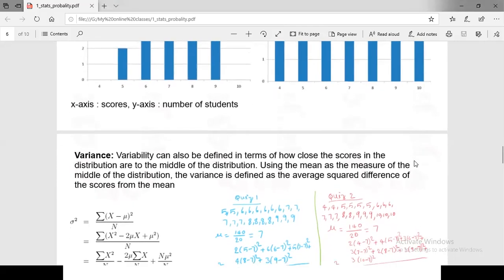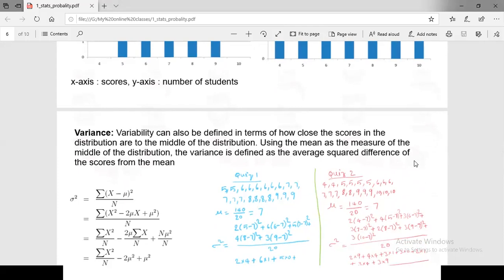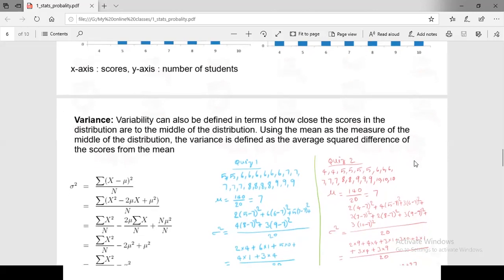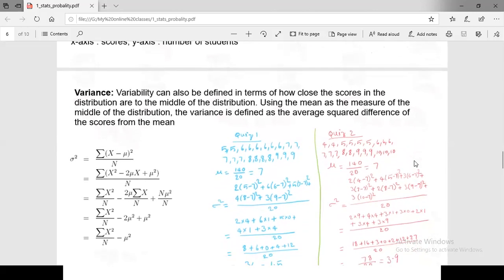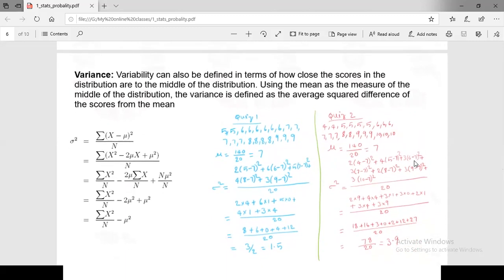So now let's see what the variance is. Variability can also be defined in terms of how close the scores in the distribution are to the middle of the distribution, using the mean as the measure of the middle. The variance is defined as the average squared difference of the scores from the mean. So variance can be defined based on the mean. Always here, variance will be taken with what symbol? Lambda or what? What is the symbol?